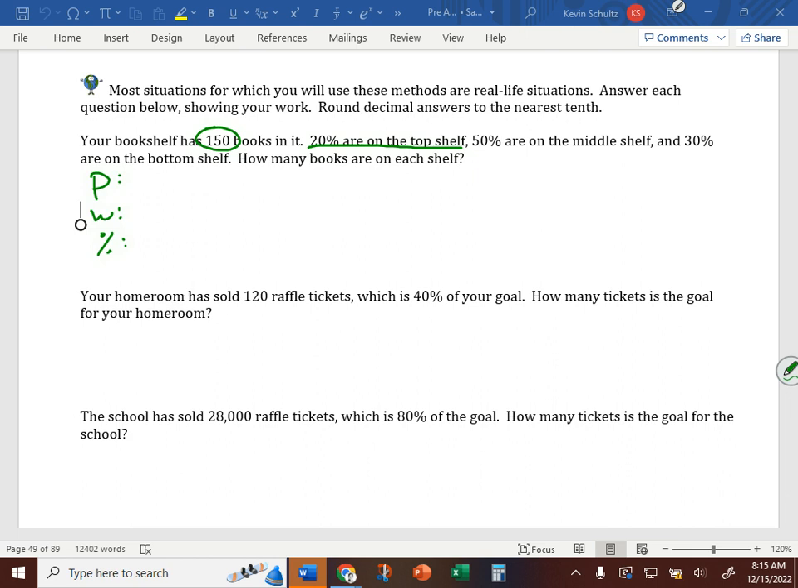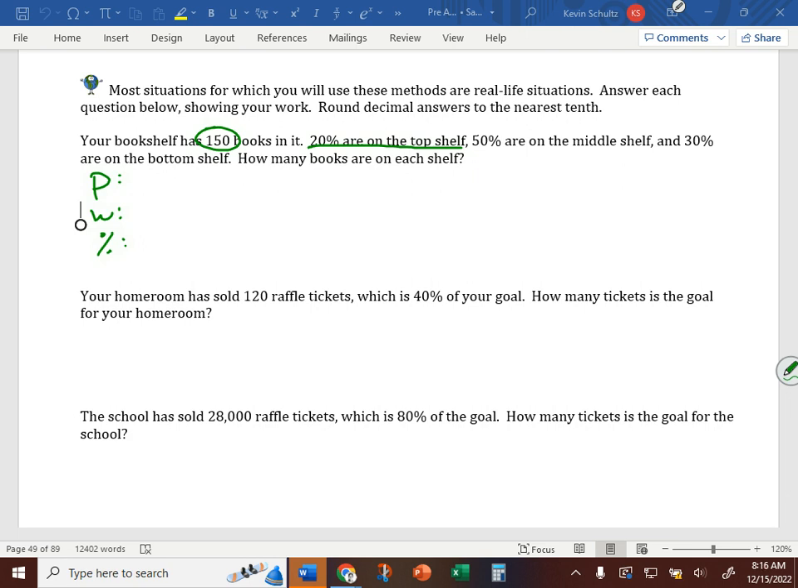What's our part? What's our whole? What's our percent? Peyton. So we're finding the part. Yes. The whole is 150. Yes. And the percentage is 20. Good. You can also think of the whole as like the total. If there are 150 books total, here we use the word of, 20% of those books, of the 150 books, are on the top shelf. So we want to know how many of those books are on the top shelf.